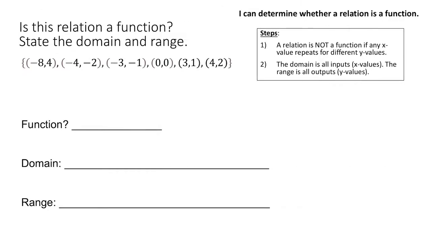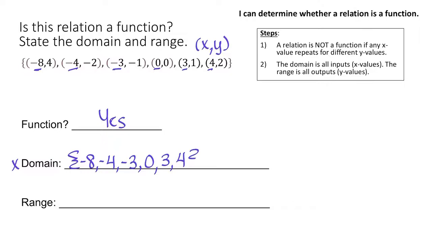So is this relation a function, and state the domain and range. So remember that in a set of ordered pairs, each ordered pair represents an x and y value. So we're going to first study the x values and see if there's any repeats. So notice that there are no repeats, so yes, this is a function. So for the domain, we're going to list out all of those x values. So those x values are -8, -4, -3, 0, 3, and 4.